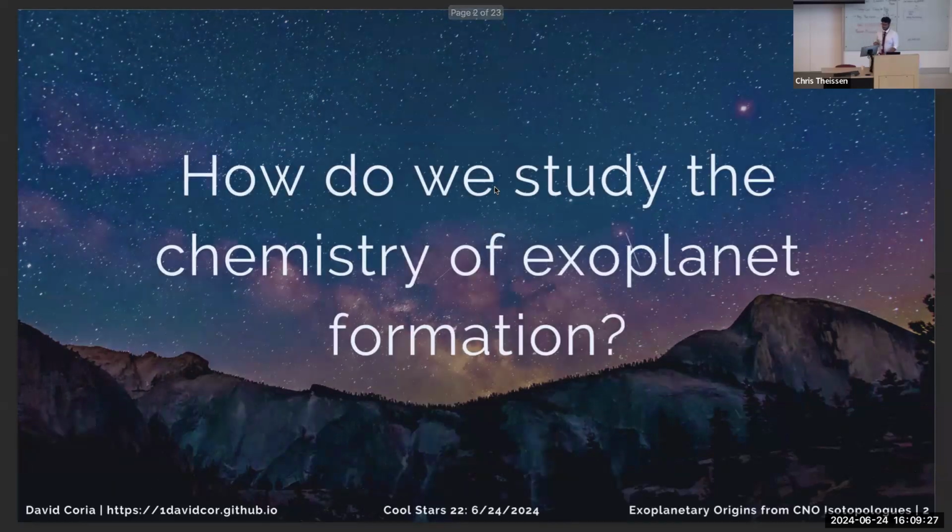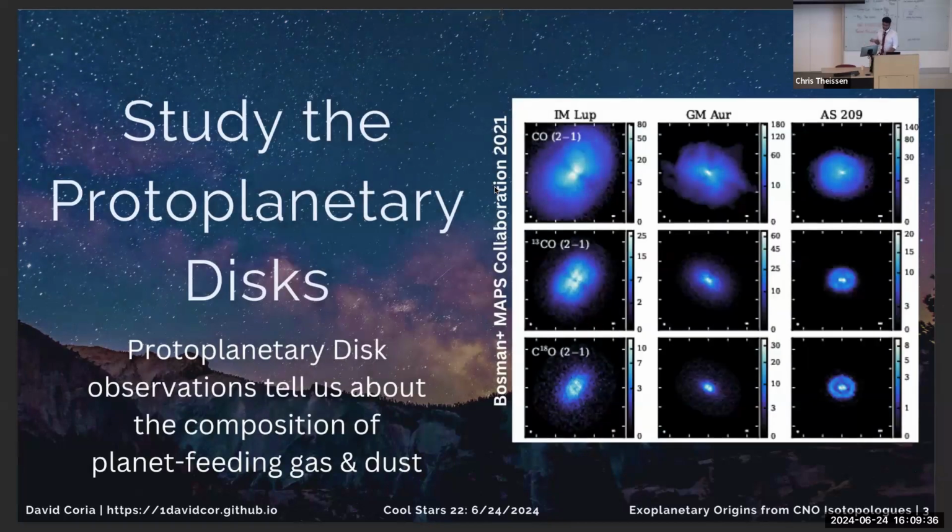So the main question that we're trying to answer is, how do we study the chemistry of the formation of these cool worlds? One of the ways that we do this is by characterizing the building blocks themselves. So in certain protoplanetary disks like those pictured here, it's actually possible to make inferences on the composition of the gas and solids that will eventually become planets.